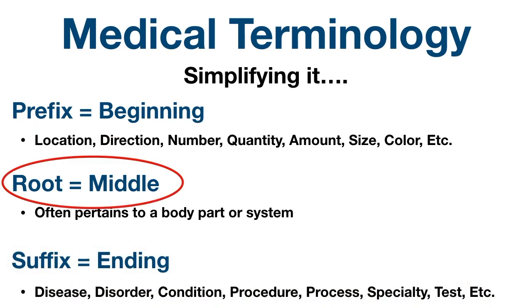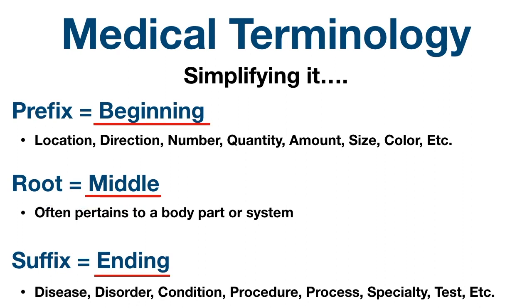But before we do that, let's briefly recap what prefixes, roots, and suffixes are. You might remember from the previous video that most medical words have a beginning, middle, and end. Starting with the prefix, it typically is the descriptive part of the medical term, and it forms the beginning of the word. The prefix describes characteristics like a location, direction, number, quantity, amount, size, or color.